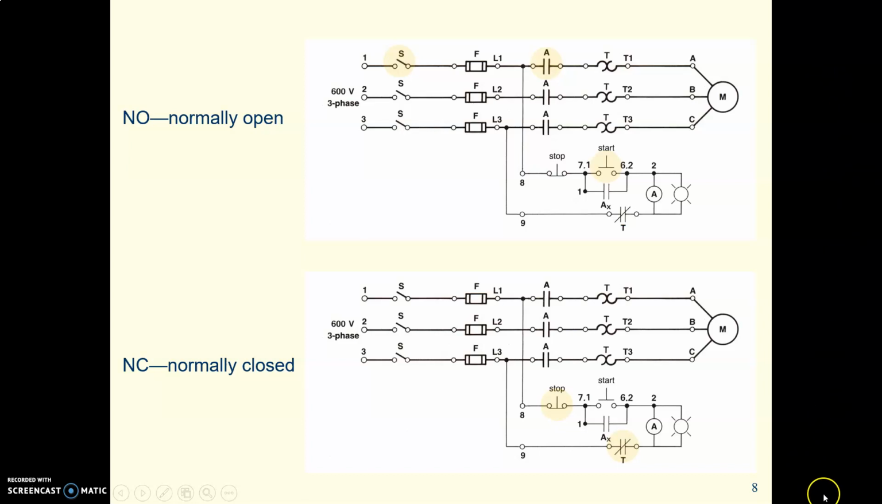Now look at the drawing at the bottom of the screen. Here is a stop push button. You can tell that it's a normally closed switch because here it's drawn in its resting position and its contacts are making a complete circuit there. Then these contacts labeled T are normally closed. This is the symbol for contacts, and the diagonal line is a symbol for normally closed contacts.